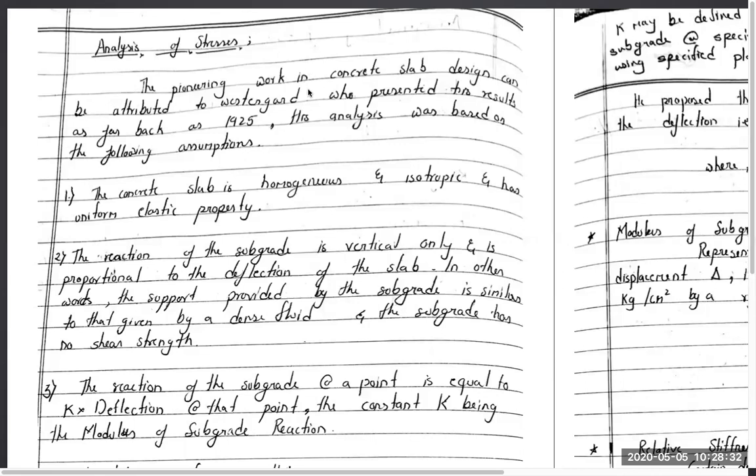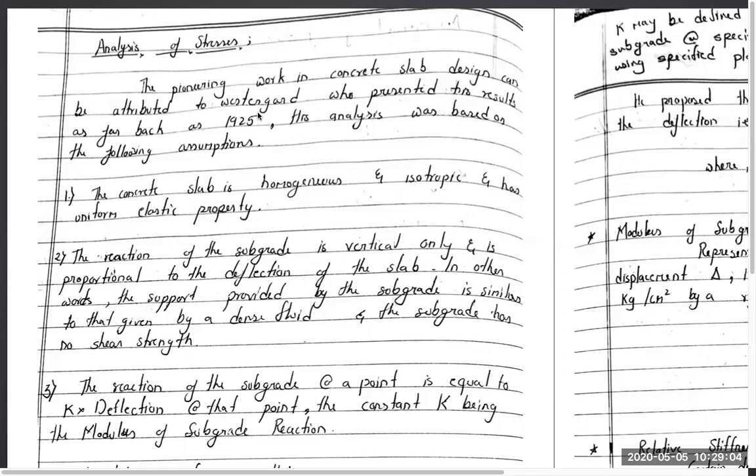So we need to analyze these stresses. One thing is wheel load stress, warping stress, and then frictional stress. These are the major stresses which are caused, and we'll be analyzing those stresses. And this analysis was done by Westergaard. The pioneering work in cement concrete slab design was done by Westergaard in the year 1925. And he made this analysis based on some assumptions.